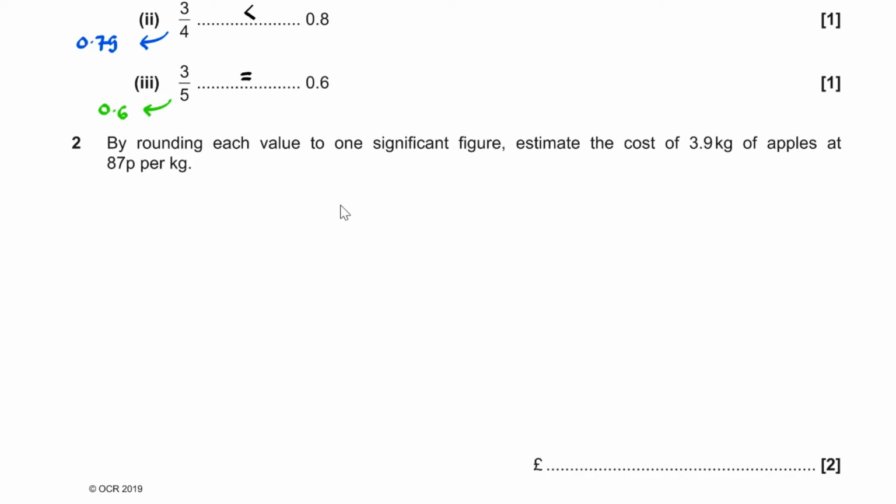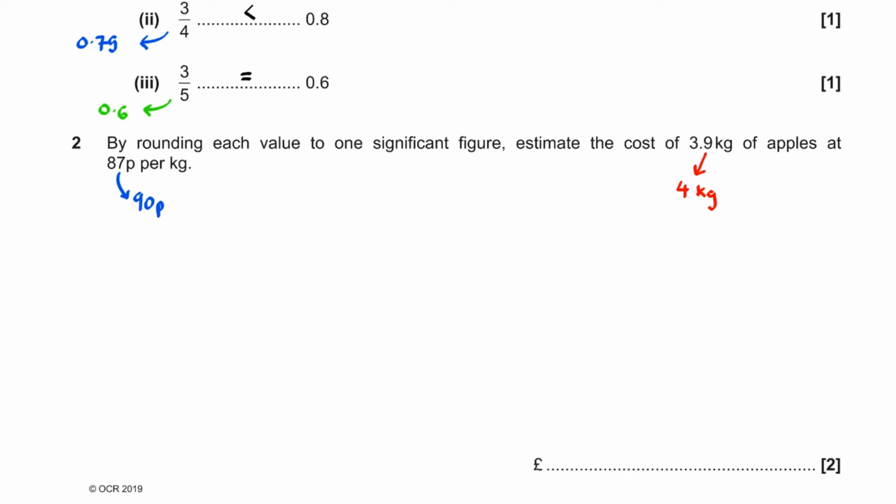Question number 2. By rounding each value to one significant figure, we have to estimate the cost of 3.9 kilograms of apples at 87p per kilogram. Well, if we round the 3.9 kilograms to one significant figure, we have here 4 kilograms. And if we round the 87p per kilogram to one significant figure, we would have 90p.